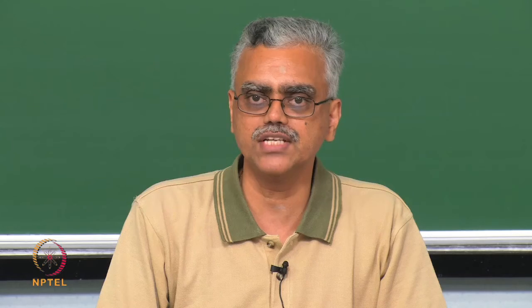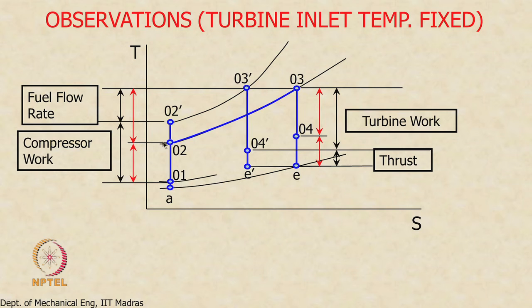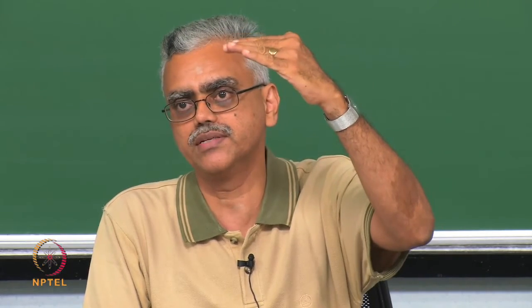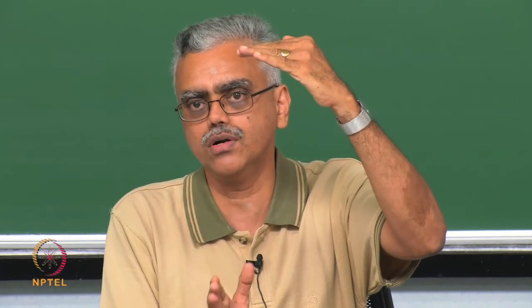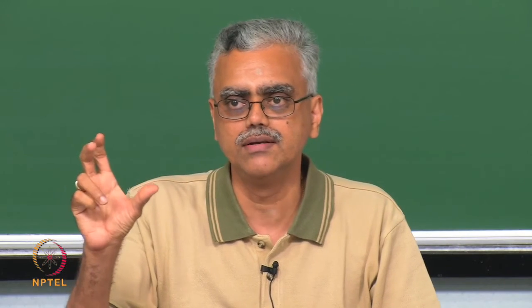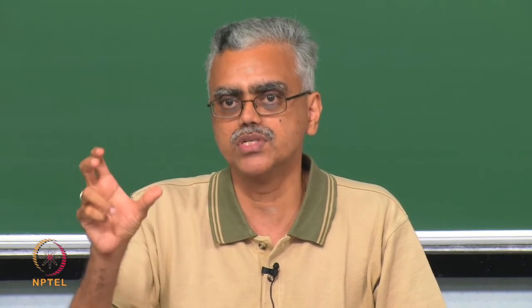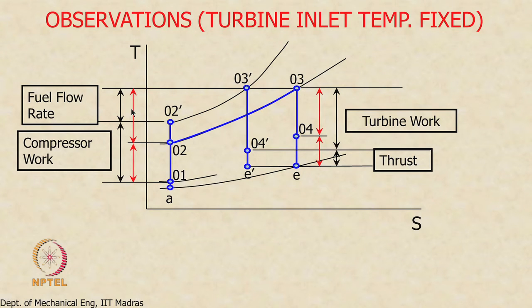The air is actually hotter when it comes out of the compressor now than before. Previously it was coming out at a temperature which corresponds to this. Now the air is hotter because the pressure ratio is also higher. So if I keep my peak temperature fixed and the air entering the combustor is hotter, that means I can add only a smaller amount of heat in the combustor. That means the fuel flow rate will also be less, and that is what this one is showing me.